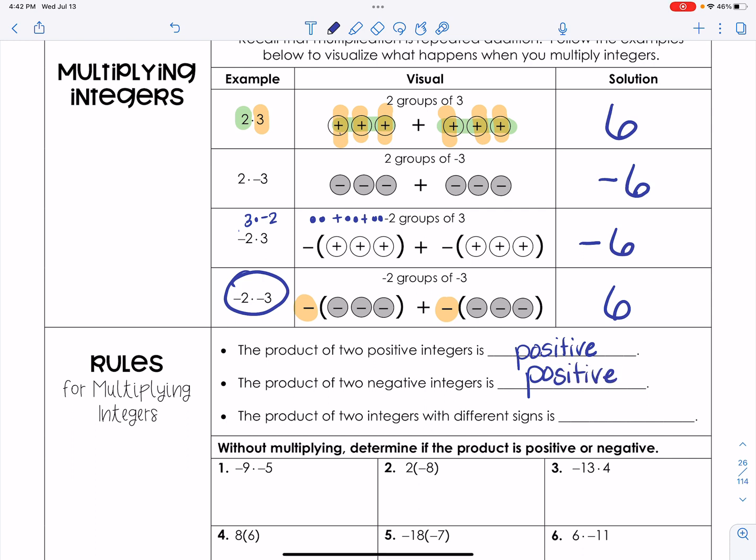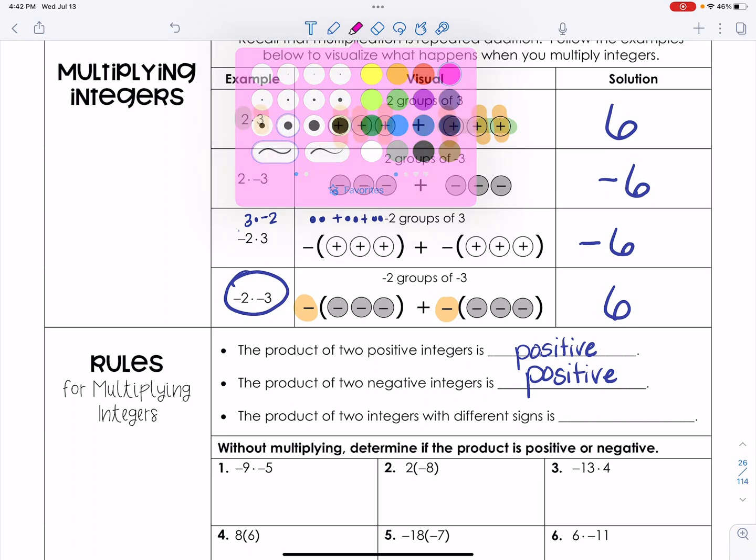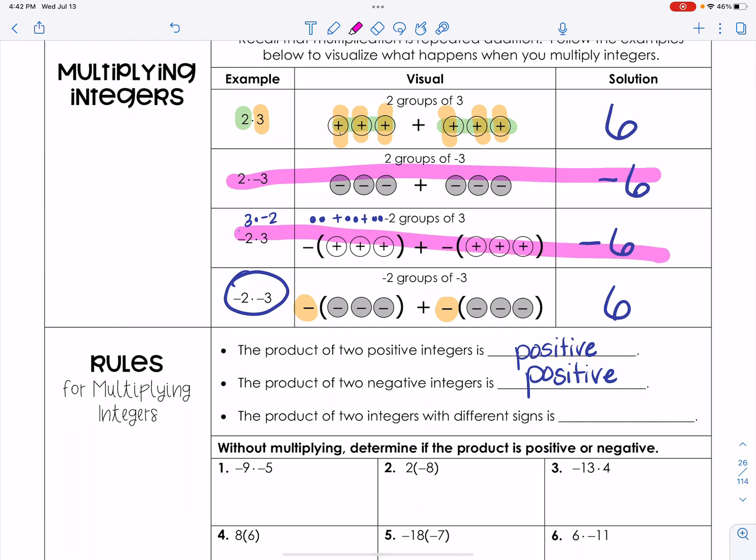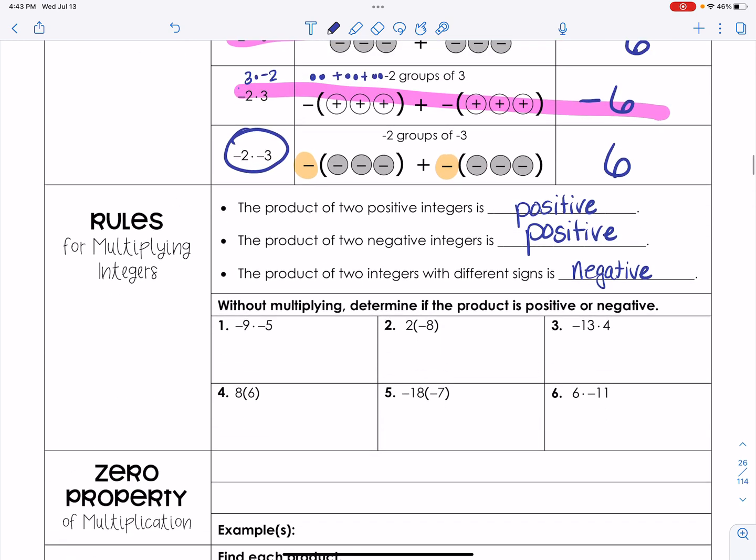Okay, the product of 2 integers with different signs, so that's this one and this one. If you look at those, the product of integers with 2 different signs is going to be negative. So if the signs are the same, you're going to make it positive. If the signs are different, it's going to be negative. So if you look at the first one, the signs are the same, my answer is positive. Number 2, the signs are different, the answer is negative. Number 3, the signs are different, the answer is negative.